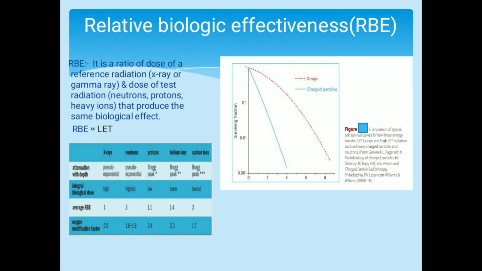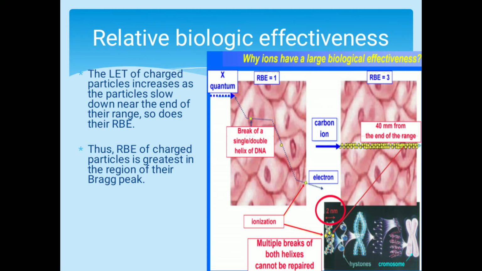RBE, relative biological effectiveness. It is a ratio of dose of reference radiation like X-ray or gamma ray and dose of test radiation like neutrons, protons and heavy ions that produce the same biological effect. Relative biological effectiveness is directly proportional to linear energy transfer. The LET of charged particles increases as the particles slow down near the end of the range, so does their RBE. Thus, RBE of charged particles is greatest in the region of their Bragg peak.